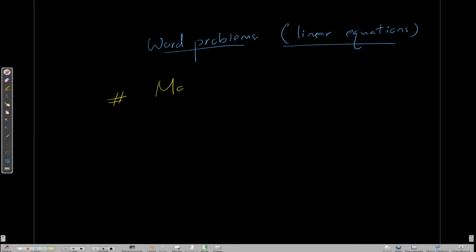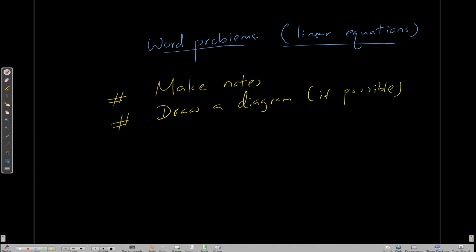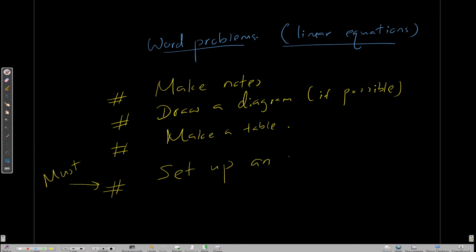First, make notes and draw a diagram or figure if possible or if needed, right? If possible, it may be the case that you can draw, and sometimes make a table. These are a few tips. And then one important must is to set up an equation.